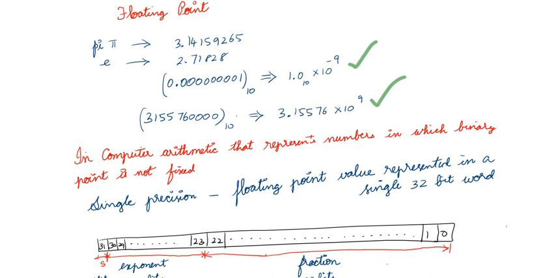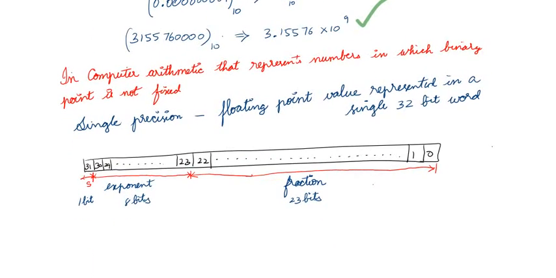Similarly, in computer arithmetic we will be representing numbers in which the binary point is not fixed. That's why these are called binary point or floating point numbers. We'll see two ways to represent them. The first one is single precision. What is single precision? A floating point value represented in a single 32-bit word. That's a floating point number, and we can represent it using a 32-bit word.